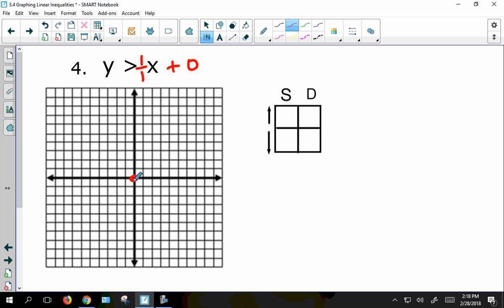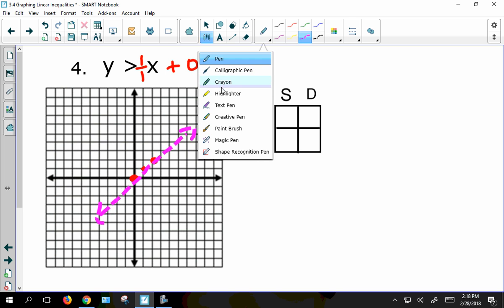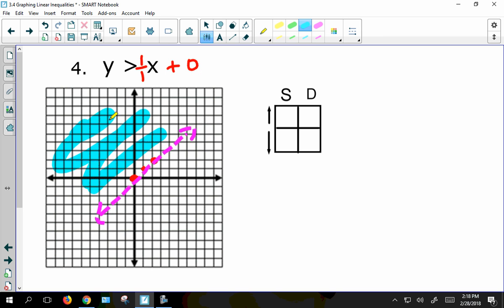So I put this at 0, up 1 over 1, up 1 over 1. What kind of line am I going to draw, kids? Dotted. Yes, very good. Who said dotted? Good job. There's no "or equal to," so I draw a dotted line. Make my arrows. Yes, it's eating the y, isn't it? Eats the y, shade above.